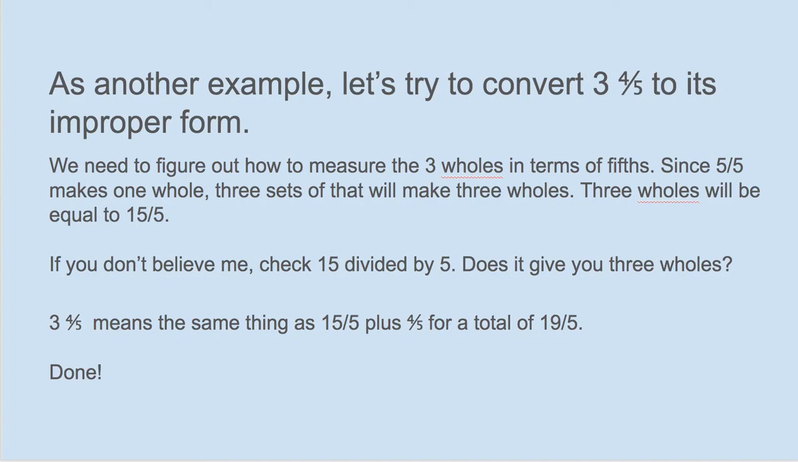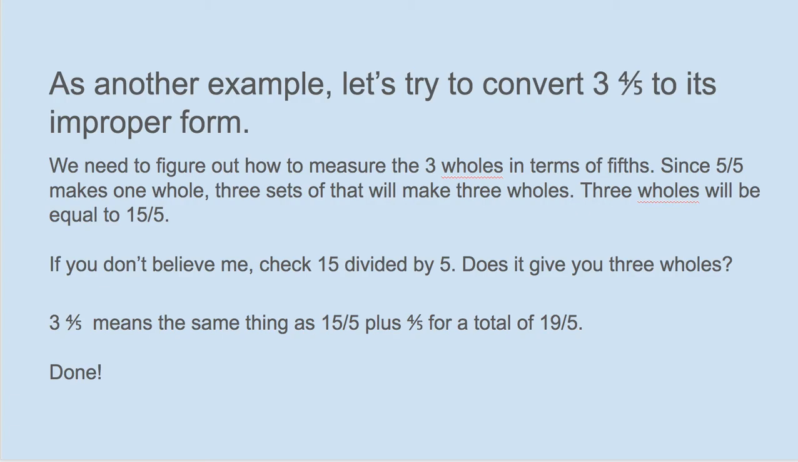As another example, try to convert 3 4/5 to its improper form. We need to figure out how to measure the 3 wholes in terms of fifths. Since 5/5 makes 1 whole, 3 sets of that will make 3 wholes. 3 wholes will be equal to 15/5.